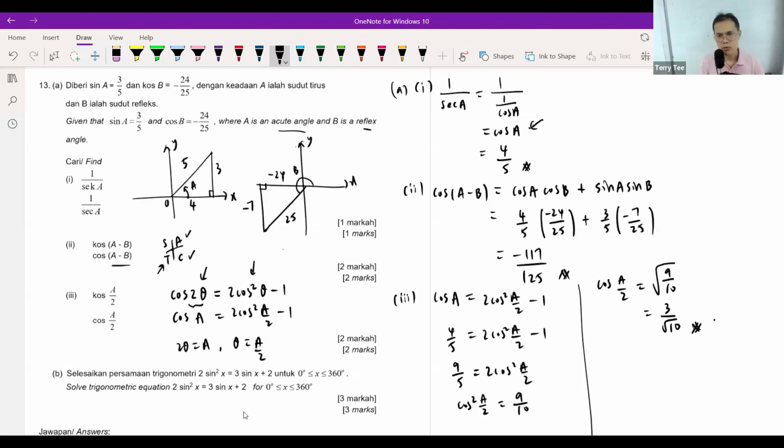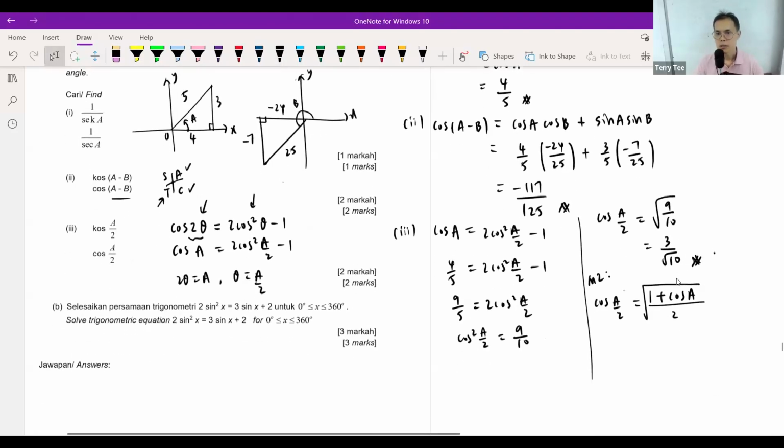Now, on the other hand, you can also use the direct formula. Actually, this formula is given in your textbook, but in SPM, the formula is not given. That is, I put method 2 here. Cos A over 2 is now the square root of 1 plus cos A, divided by 2. Provided you remember, if you don't remember, then you do step by step. Now, if you remember this, you can just substitute inside.